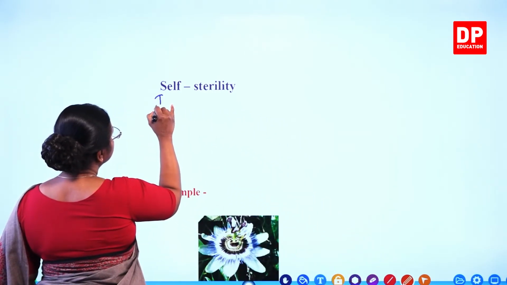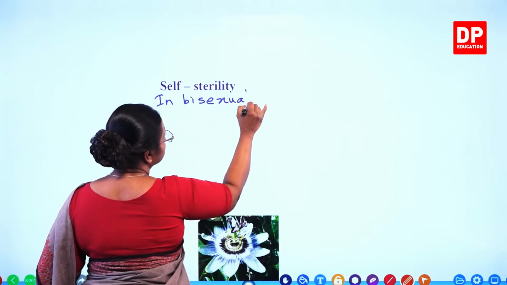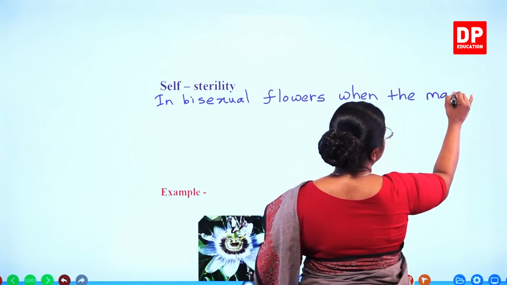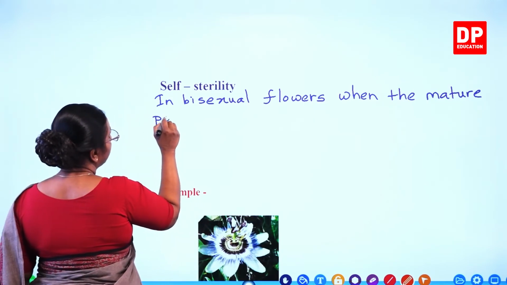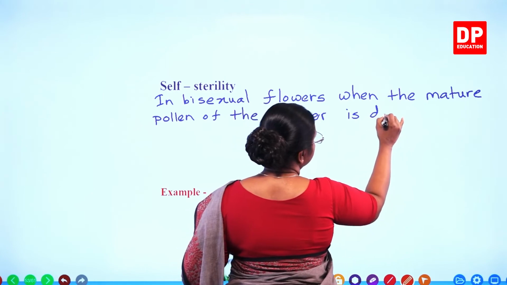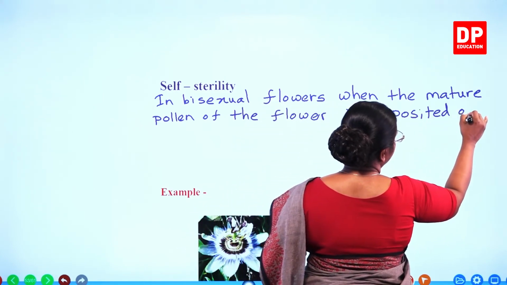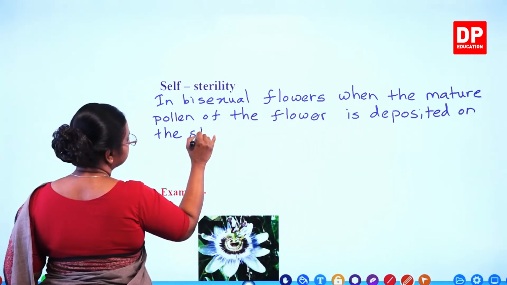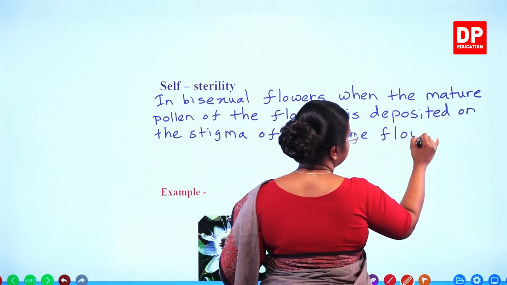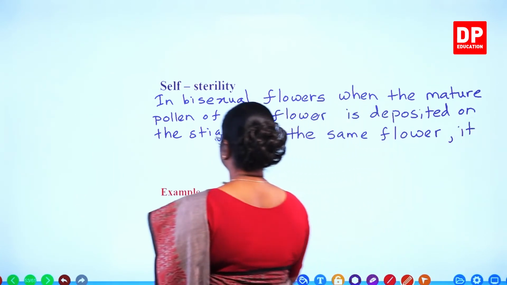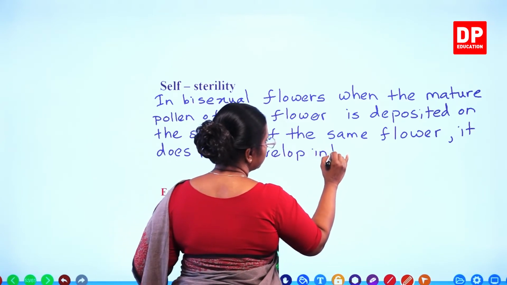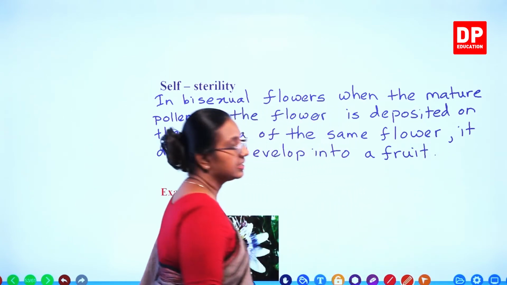So, here in bisexual flowers, when the mature pollen of the flower is deposited on the stigma of the same flower, it does not develop into a fruit. So that is self-sterility.